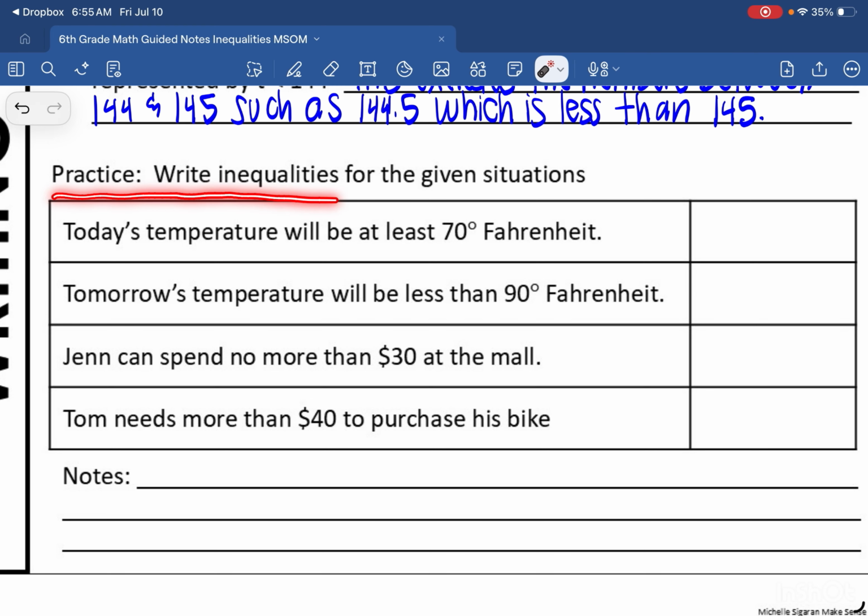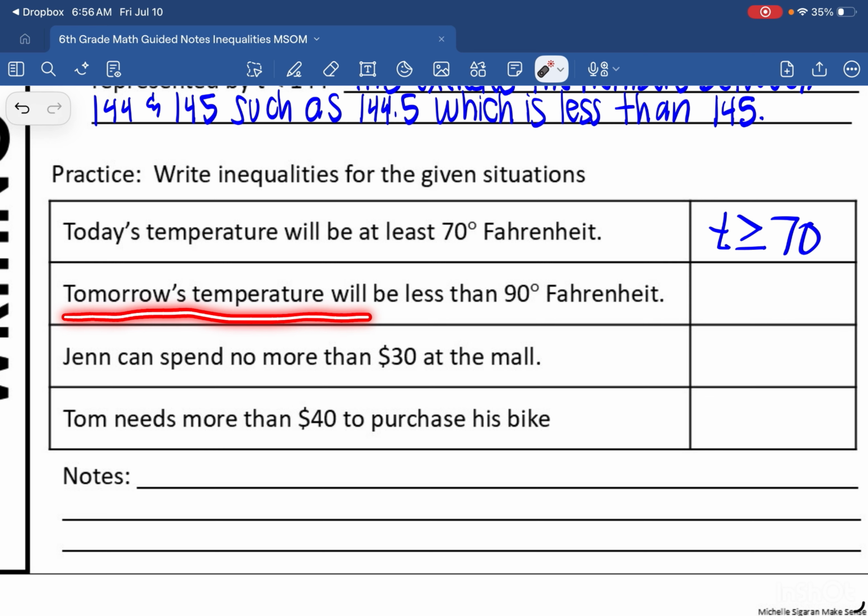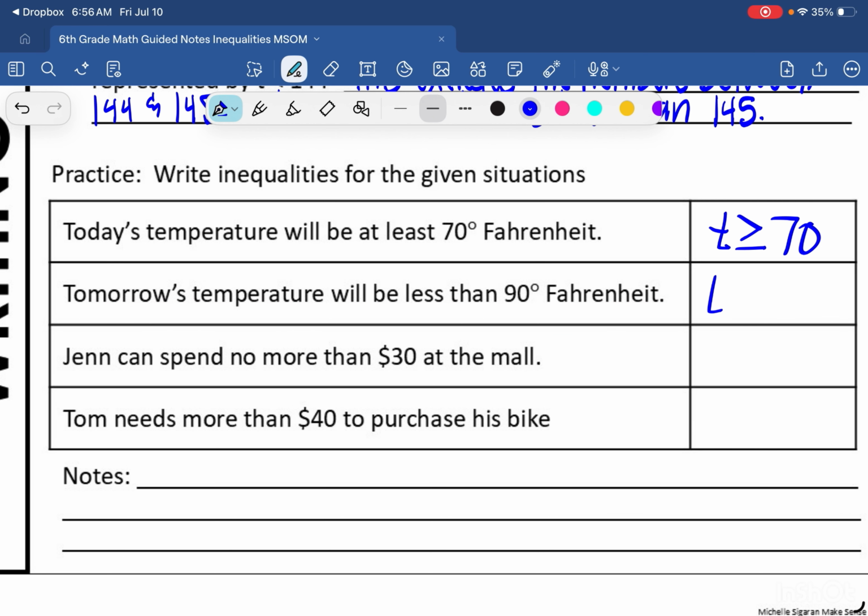Practice writing inequalities for the given situation. Today's temperature will be at least 70 degrees Fahrenheit, so T, the temperature, will be at least, meaning it can be greater than or equal to 70. Tomorrow's temperature will be less than 90 degrees Fahrenheit. The temperature T will be less than 90.